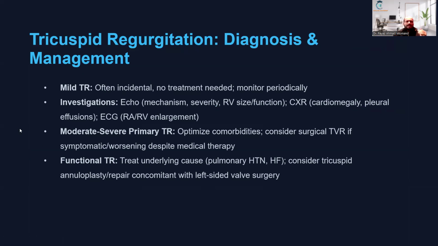Now, tricuspid regurgitation: how do we diagnose it, and how do we manage it? Mild cases are usually incidental. We don't do any treatment, they're benign. For investigations, we do echo. Echo will give us severity, size, function, everything. Chest X-ray may show cardiomegaly, pleural effusions, and ECG may show right ventricular enlargement signs.